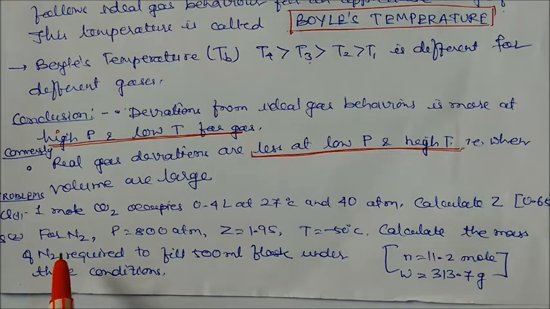Second question: for nitrogen, pressure is given, Z is given as 1.95, temperature minus 50 degrees centigrade. Calculate the mass of nitrogen required to fill a 500 ml flask under these conditions. Z equals PV by nRT. P is given, V is given, T is given, and you can easily calculate. The value of n is 11.2 mole, and the weight of that nitrogen will be just multiplied by 28. You will get the answer, 313.7 grams. This is a very easy question, you can do it by yourself. I will leave it up to you.